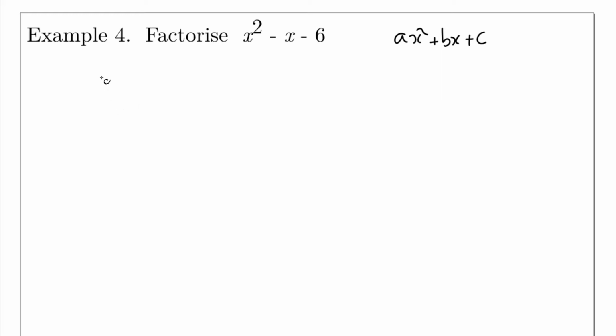So, starting with this, x squared minus x minus 6. First thing you'll do is you'll write the last term, this minus 6 here.